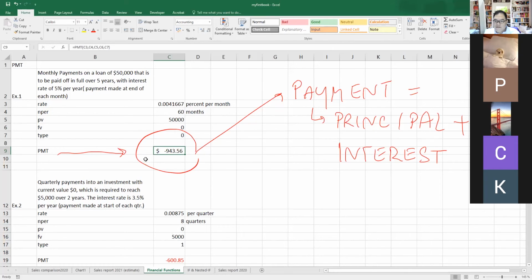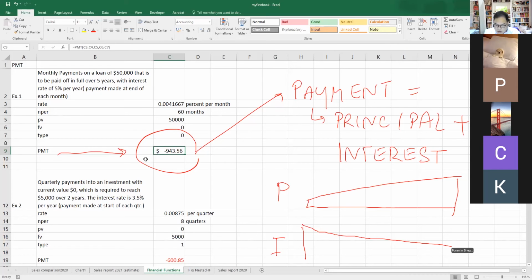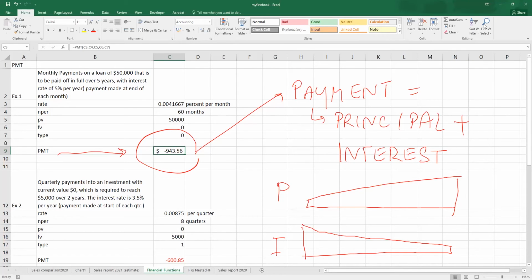Let's see the fact of the principal and interest. When we talk about the principal, the first time that you pay, the amount of the principal will be small, but when the time goes by the amount of the principal will be more and more compared with the interest. At the first time when you pay, you pay more interest, but when the time goes by the amount of the interest will be decreasing.